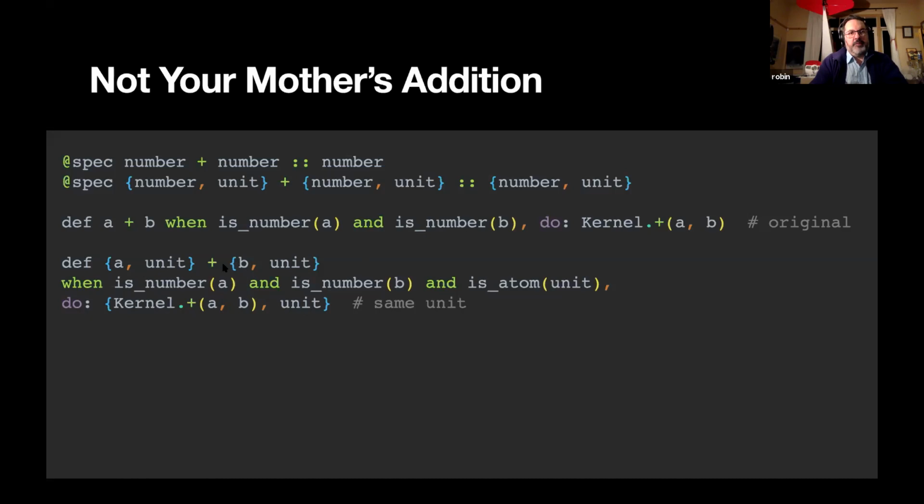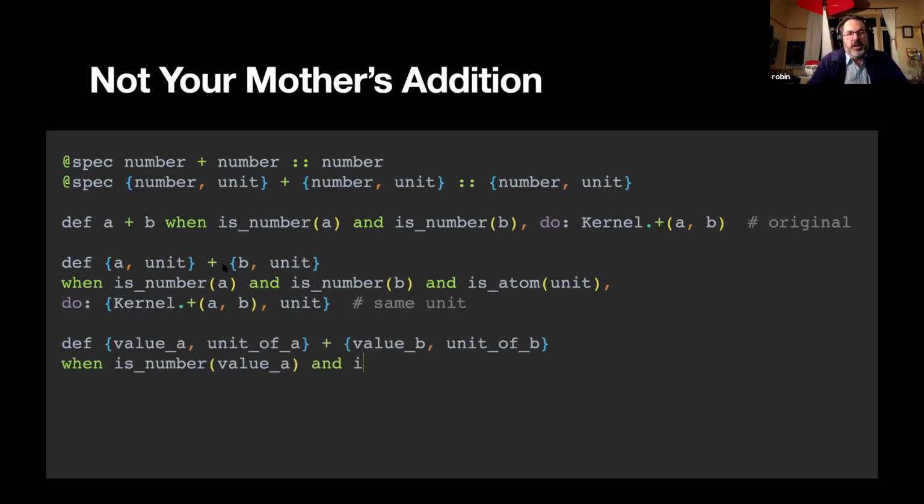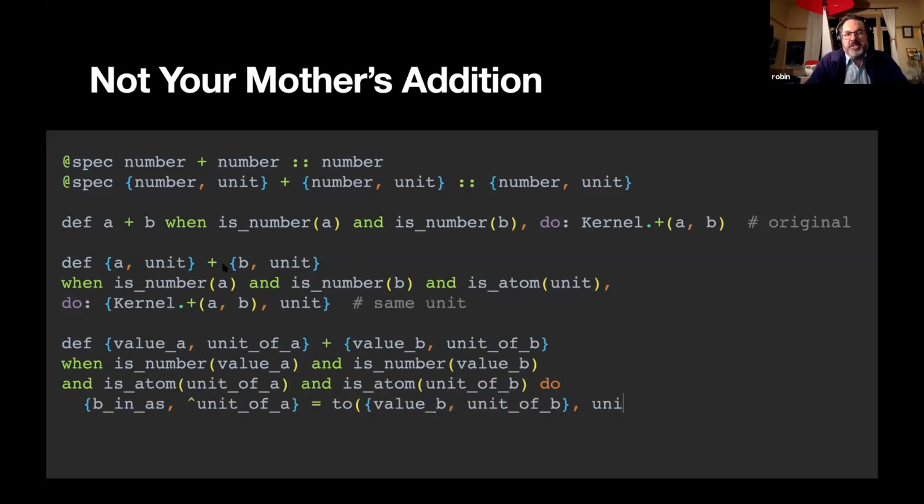And then the last one is where they're different units. They're both units of the same dimension. So we're always talking about length, or we're always talking about power, like we might be adding watts and horsepower together. And what we have to do is we just check again to make sure that the values are numbers and the units are atoms.